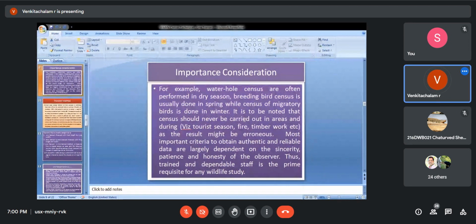Actually, it is to be noted that census is never carried out during the tourist season or prior to timber or kanda, so the result might be erroneous. And the most important criteria to obtain authentic and reliable data are largely dependent on the sincerity, patience, and honesty of the observer. As a field worker, we should follow all these things. We should not tell lies. Sincerity is very, very important, and patience, and we have to sit in a place for a longer period to observe the birds.